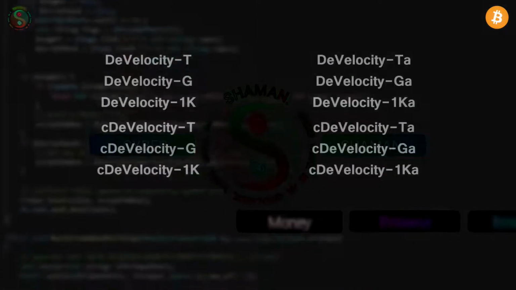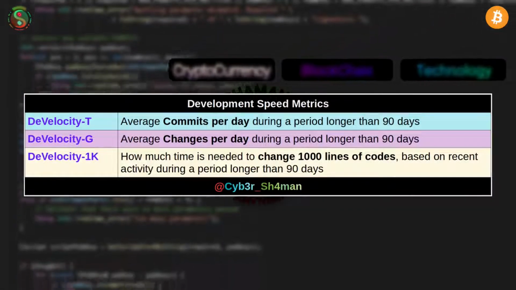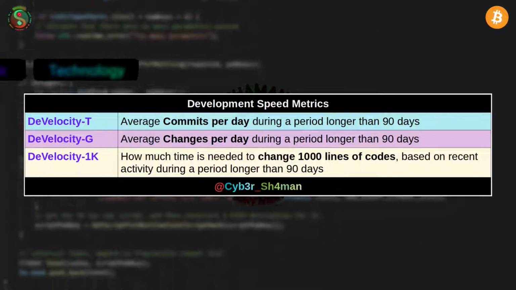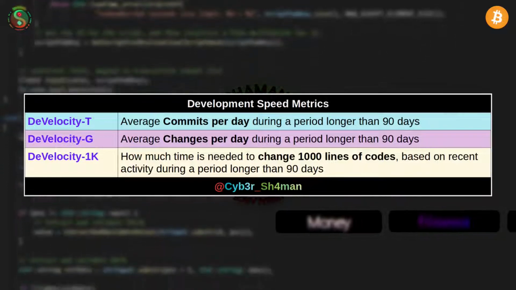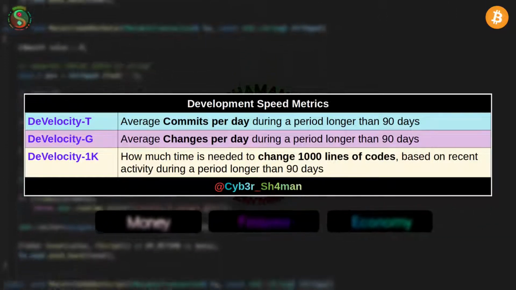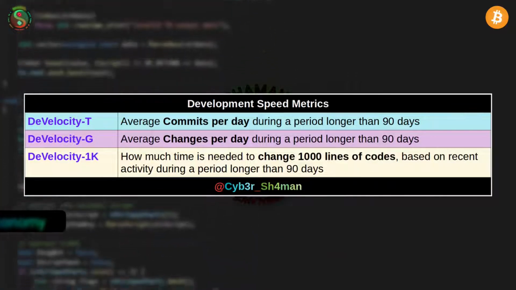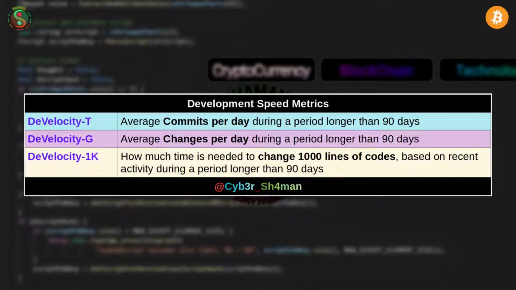But to analyze the development speed in a quantitative manner, I have designed 12 more metrics, and I will talk about 3 of them here to make it short. The velocity T is the average commits per day during a period longer than 90 days. The velocity G is the average changes per day during a period longer than 90 days. The velocity 1K is the time needed to change 1000 lines of code based on recent activity during a period longer than 90 days.